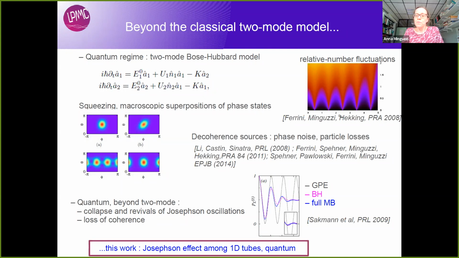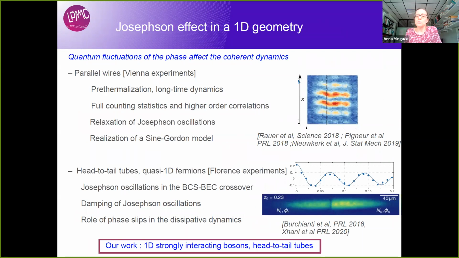So we have decided to revisit this Josephson junction paradigm by considering, instead of two, say, zero-dimensional or spherical traps, the coupling among two one-dimensional tubes. And since we are in a one-dimensional world, quantum fluctuations will be very important, in general not negligible, and this will be taken into account in the model.